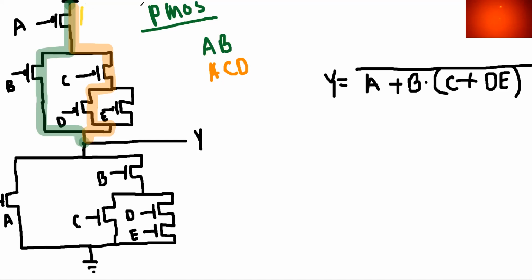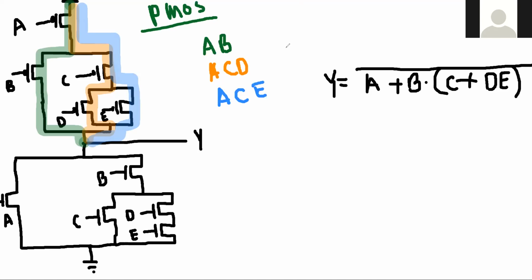This one, right? ACE. Now think about this. If I consider the AB, how many MOSFET do you have? 2. So what will be your sizing? 2 times 2, that means 4, and 4.